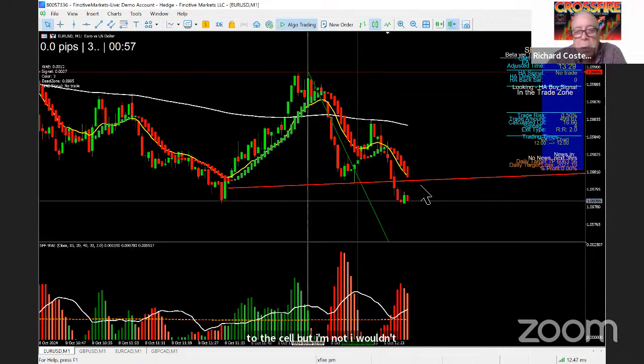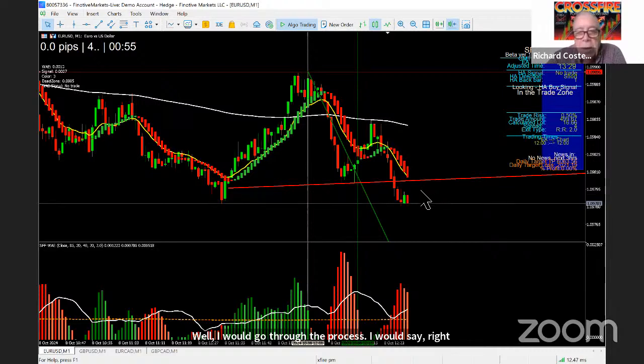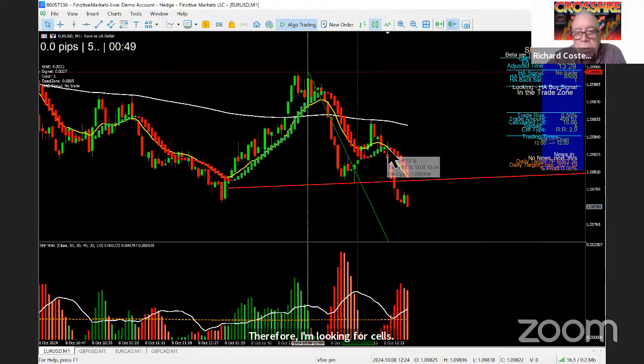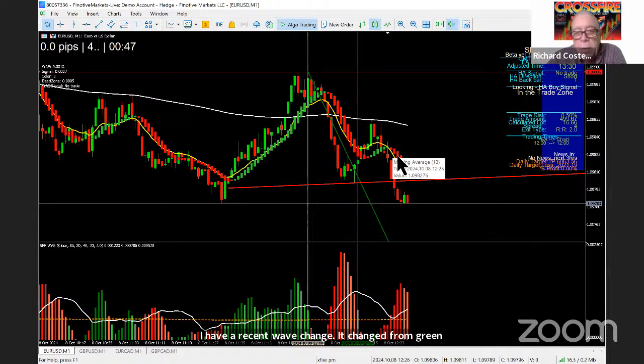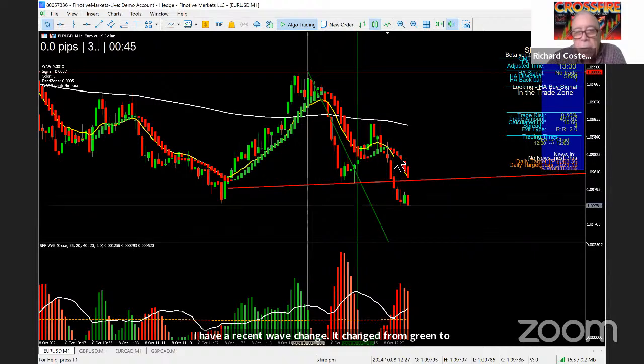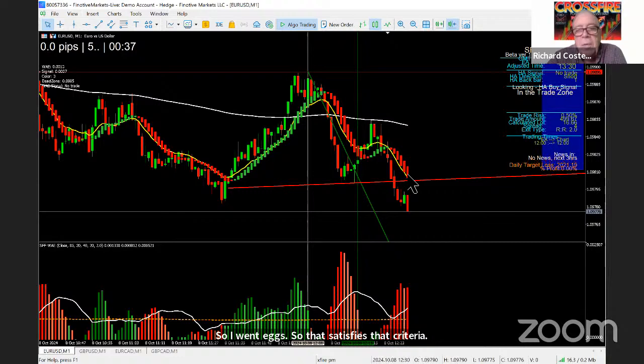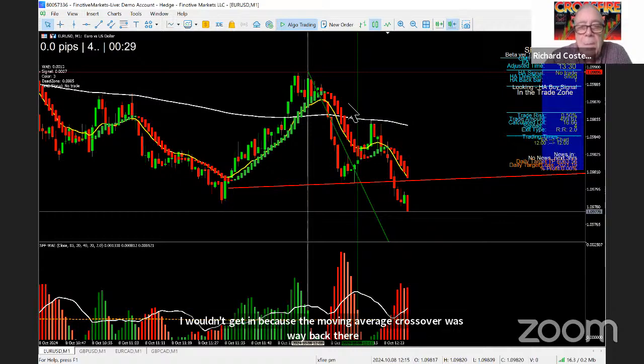I would say, right, I'm below the red trend line, therefore I'm looking for sells. I have a recent wave change. It changed from green to red within the last few candles. 1, 2, 3, 4, 5, 6, 7, 8 candles. So that satisfies that criteria. But I wouldn't get in because the moving average crossover was way back there, and I believe that's more than my standard.